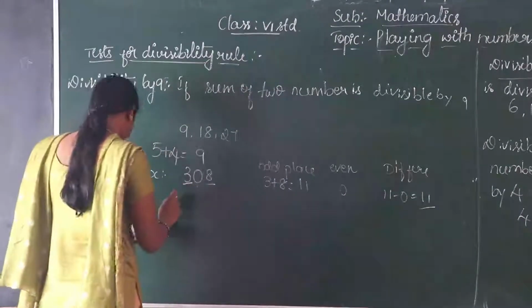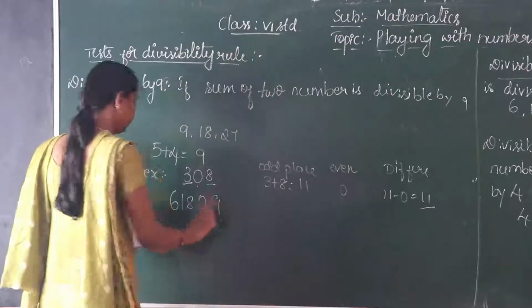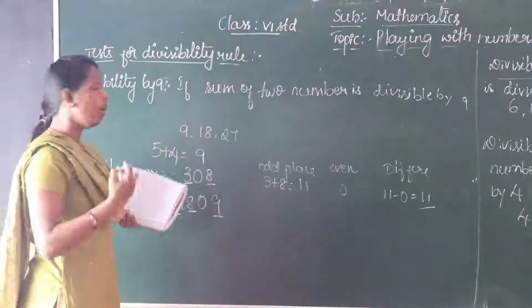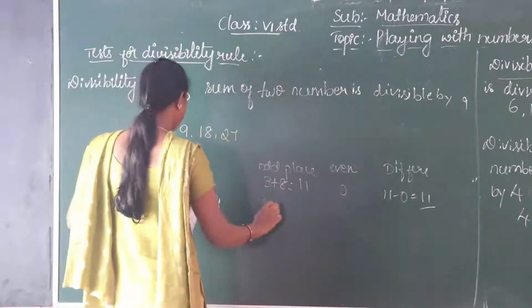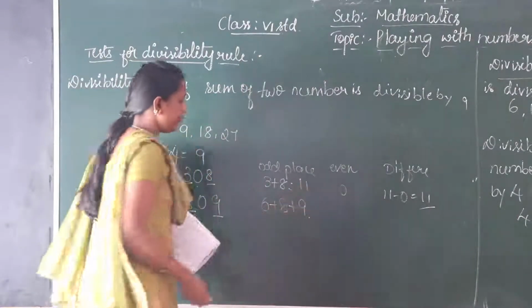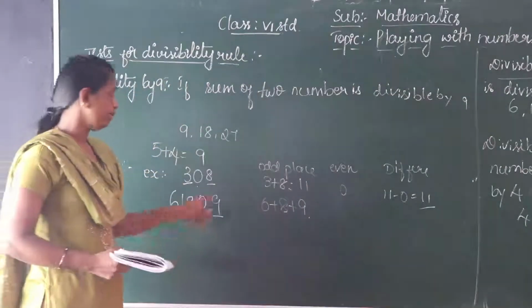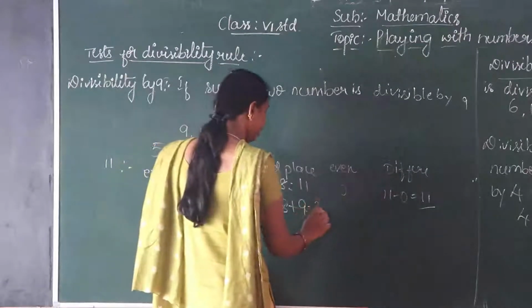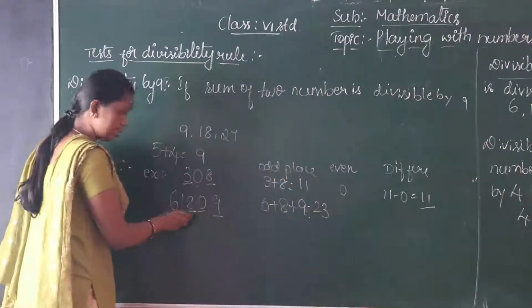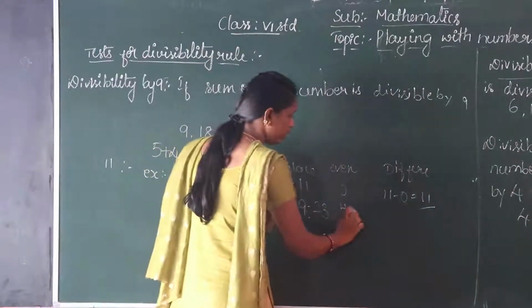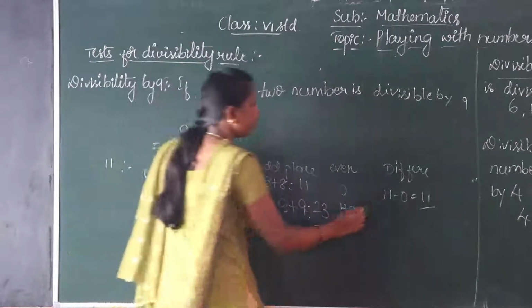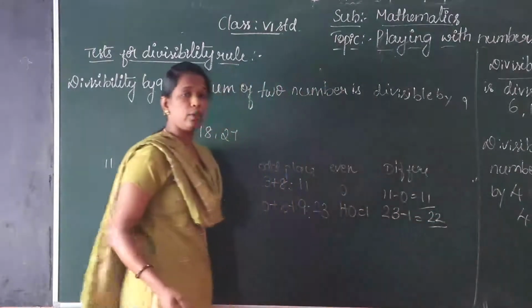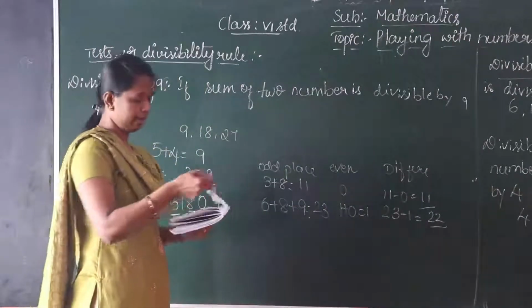Okay. And if I take 6, 1, 8, 0, 9. Which are the odd places? 9, 8, 6. First add the numbers in the odd places. 6 plus 8 is 14. 14 plus 9 is 23. In the even places, 0 plus 1 is there, so you get 1. Then the difference is 23 minus 1, which is 22. This 22 is easily divisible by 11.